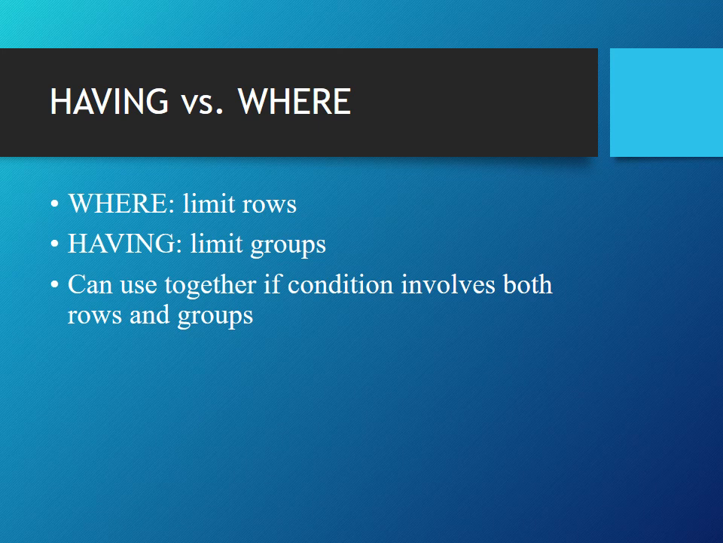So let's take a look at having versus where. For where, what you're doing is limiting rows. Remember, where returns many different rows or many items. Having is limiting groups, and all that is returned is usually one value per group. You cannot return many items or many rows per group, okay? You can use them together if the condition involves both rows and groups.